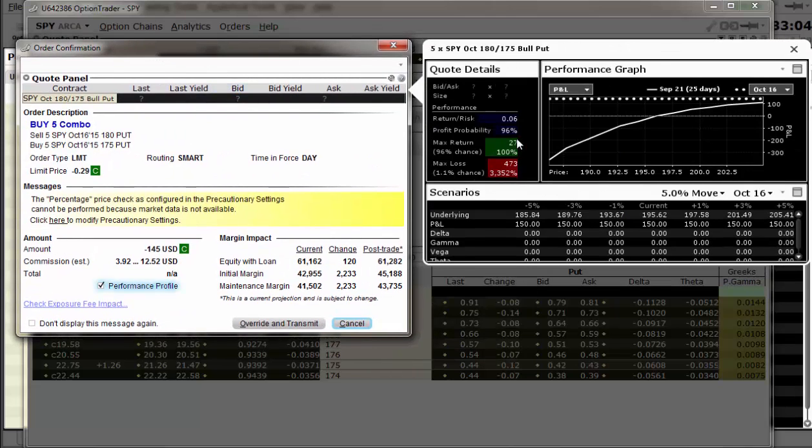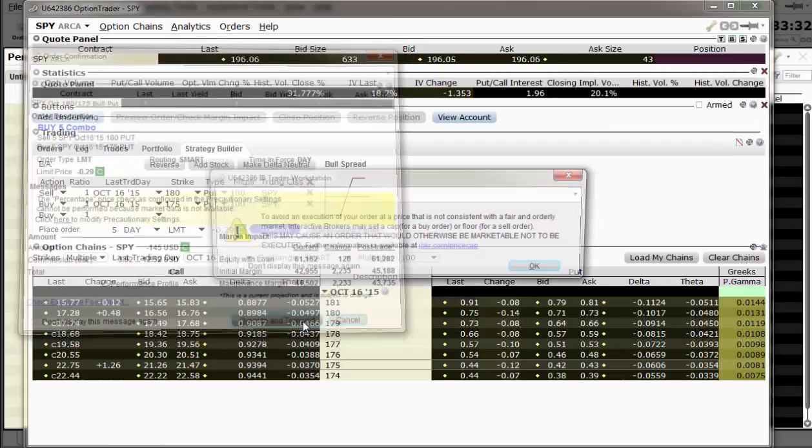It's actually telling you your probabilities of success here. It's saying here your probability of success is 96%. On a per contract basis, your maximum return is $27. And your maximum loss is 473, but they're saying you've only got a 1.1% chance of that event happening. So for this particular trade, we're happy to take on this particular risk here because it's such a high chance of winning. So we're going to click on override and transmit.